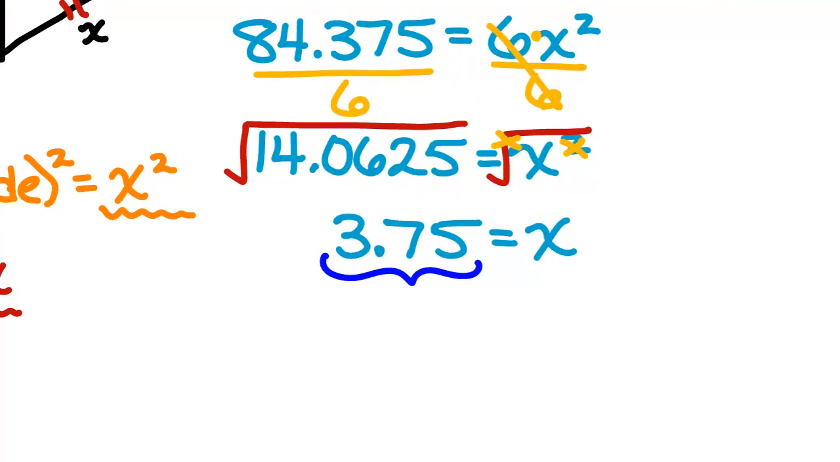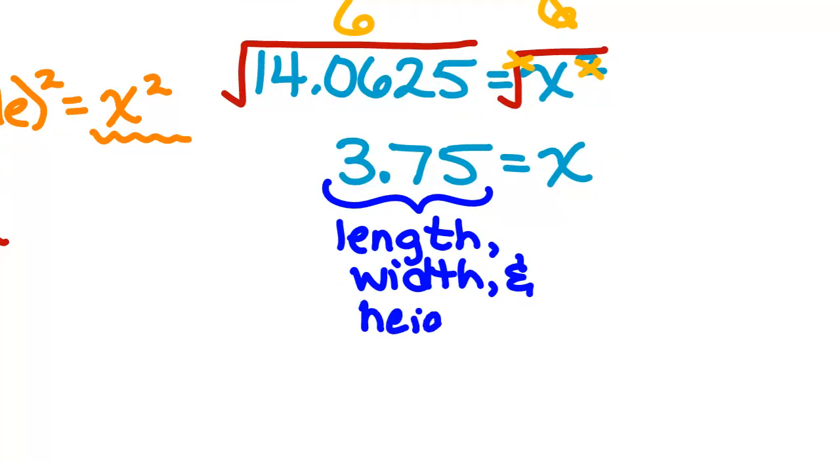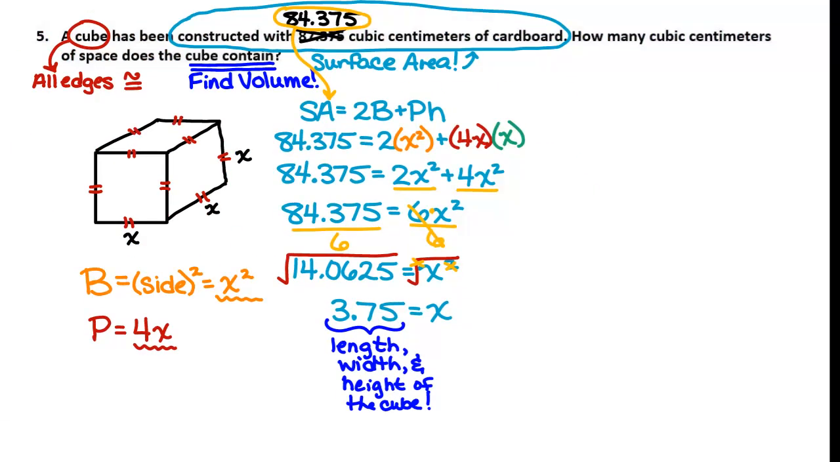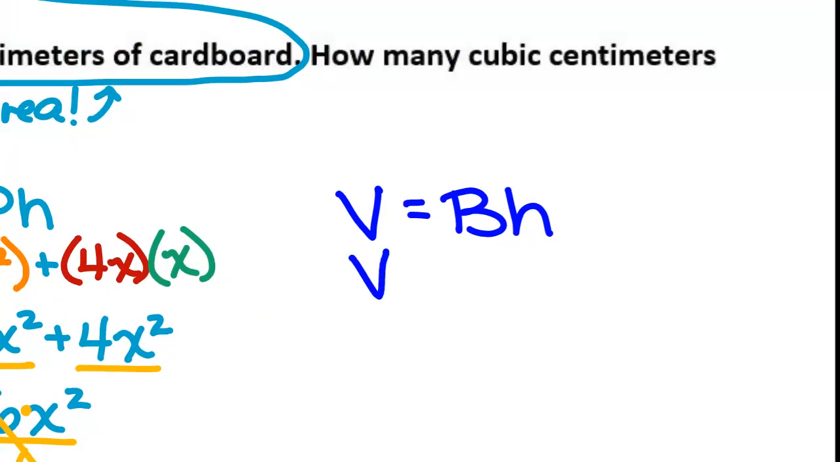So that is the length, the width, and the height of the cube. So when I go to find the volume, volume is area of the base times the height of the cube. We said the area of this base was x squared, right? And the height is just x.